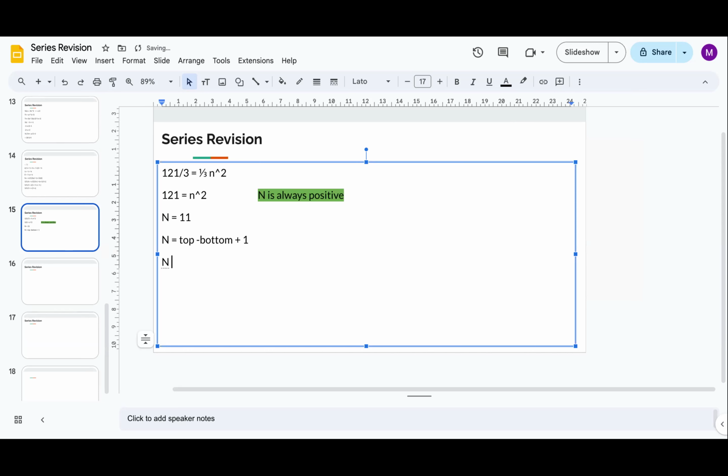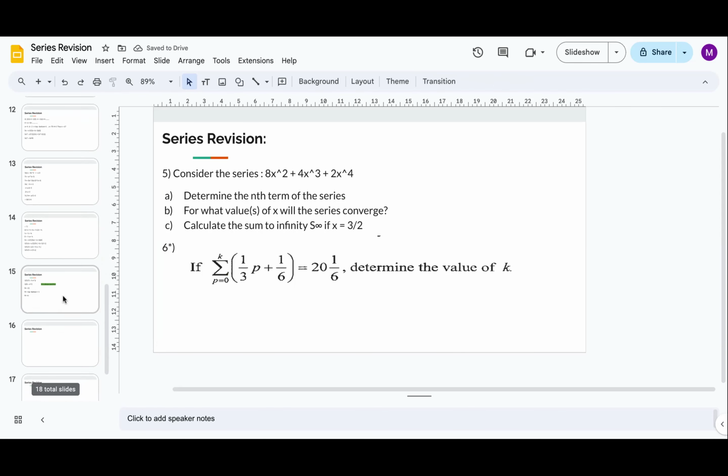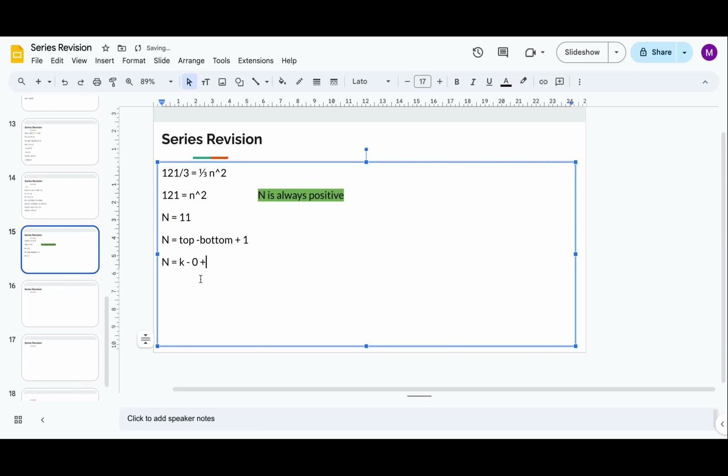However, I know that my top is my k value, which I'm looking for, minus my bottom. The bottom that they've given me here is 0. So minus nothing plus 1. It'll simply be k minus 0 plus 1. But I have worked out what my n value is. It's 11. 11 is equal to k plus 1. I take over the 1 to the other side. It'll give me 10 is equal to k. Thus, k is equal to 10.